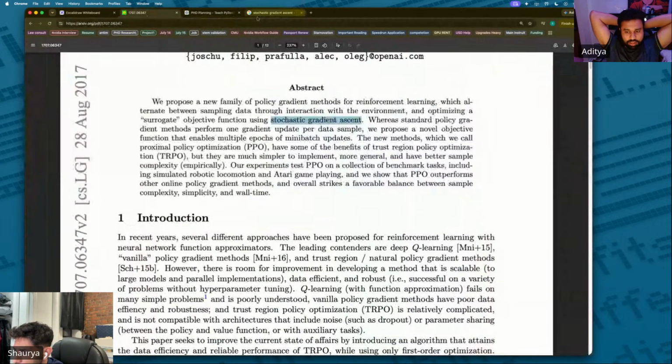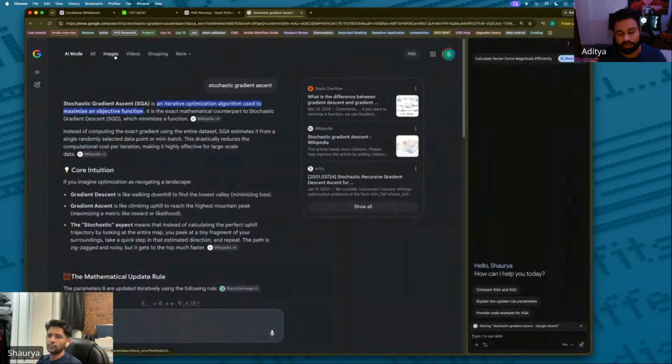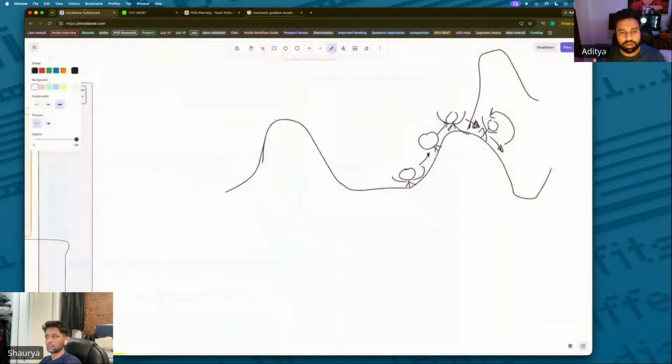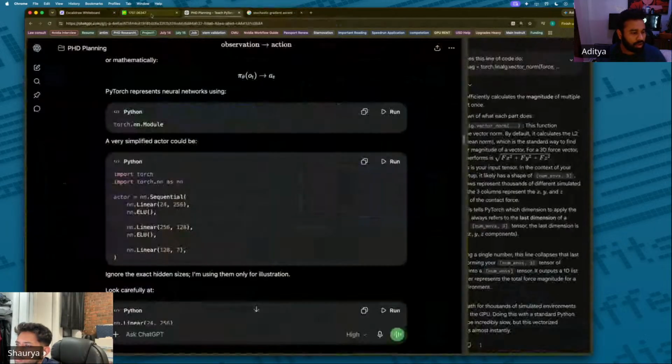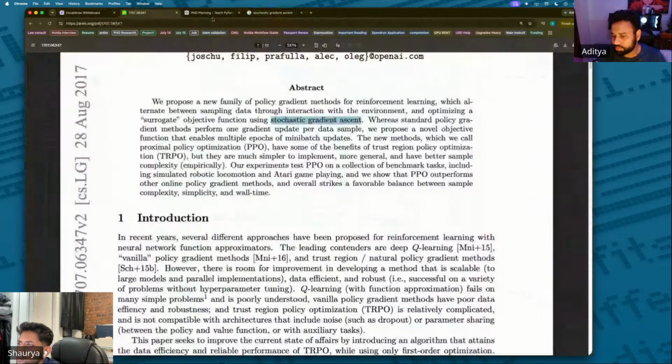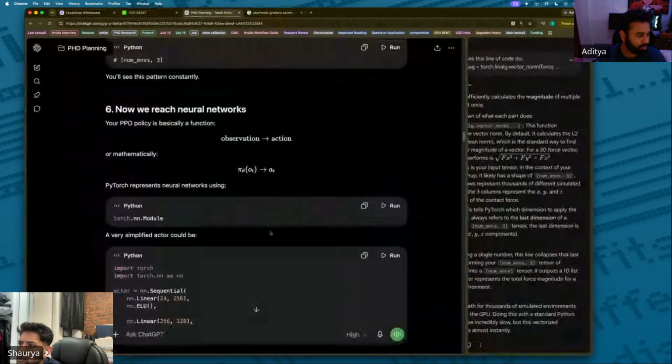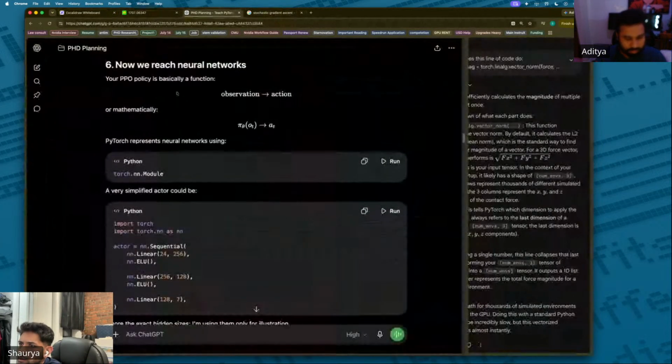Using stochastic gradient ascent. So I think I was correct. Yes, you are correct. I was thinking about descent. That's why. Yeah, you are correct about it. Okay, let's move on. And yes, I want to understand this as well.